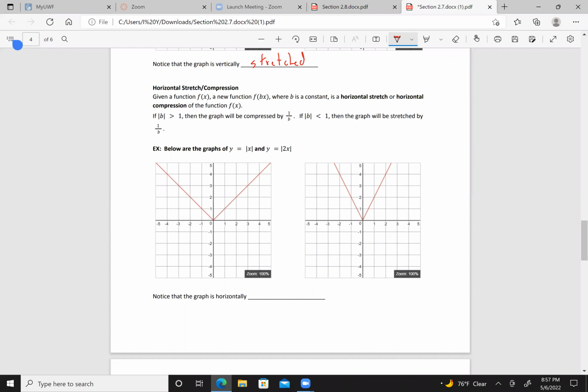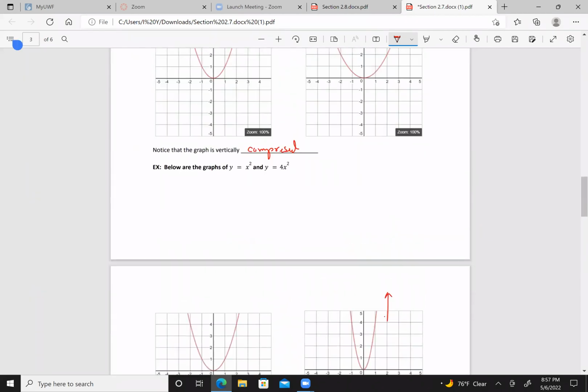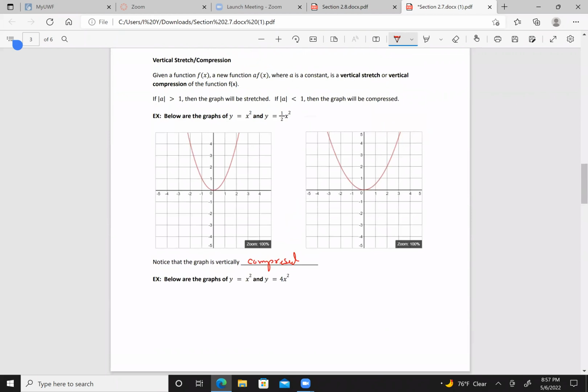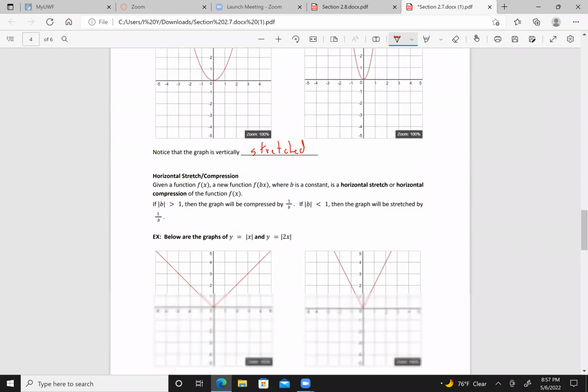by 1 over b in both cases. So here's the thing. It's backwards. It's the opposite. So this can be easily confused.